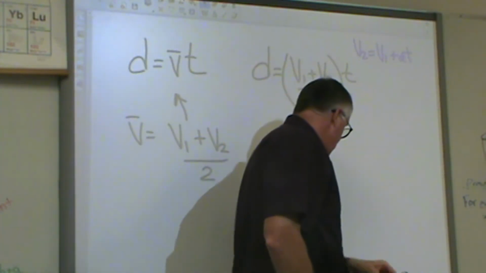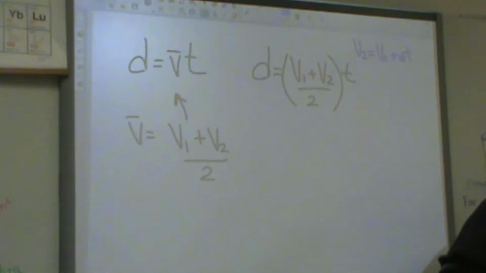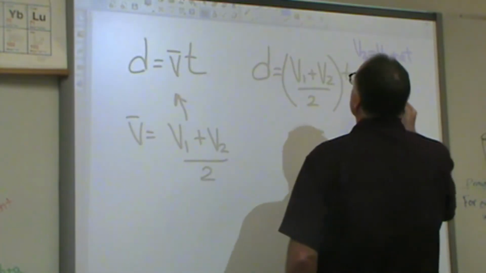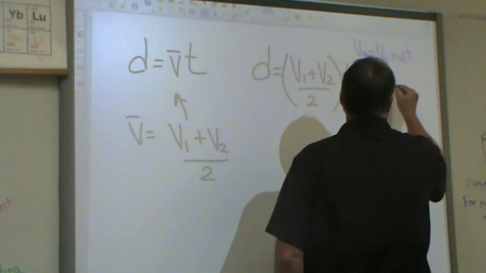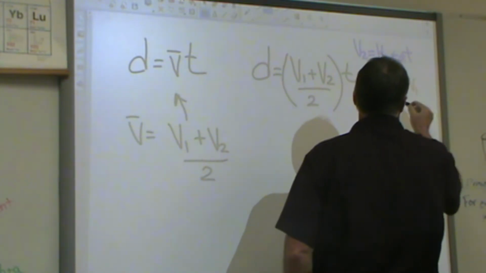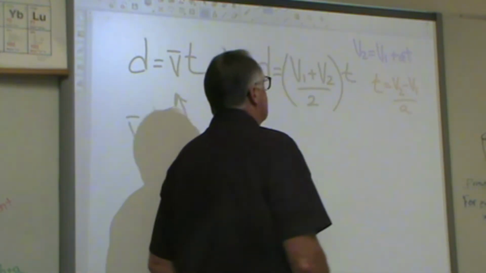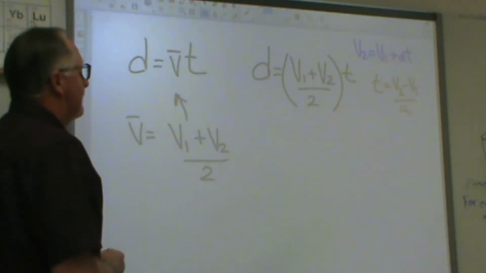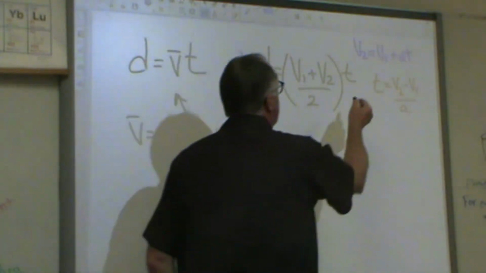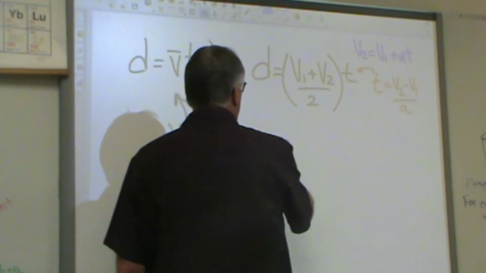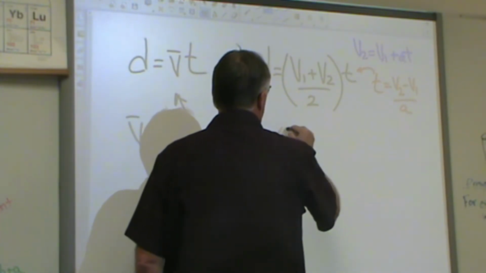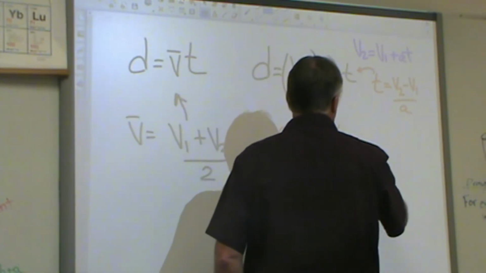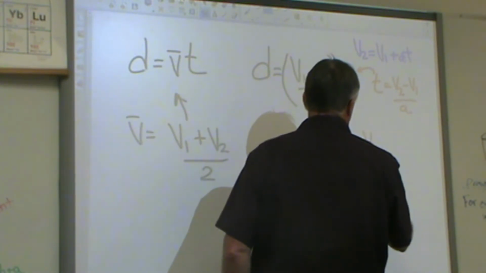This is where we ran out of time yesterday. If we rewrite that for time, t equals V2 minus V1 over a. Check that, make sure I did my algebra correctly. I believe I did. And I'm going to substitute that in for this. So now I have d equals V1 plus V2 over 2 times V2 minus V1 over a.